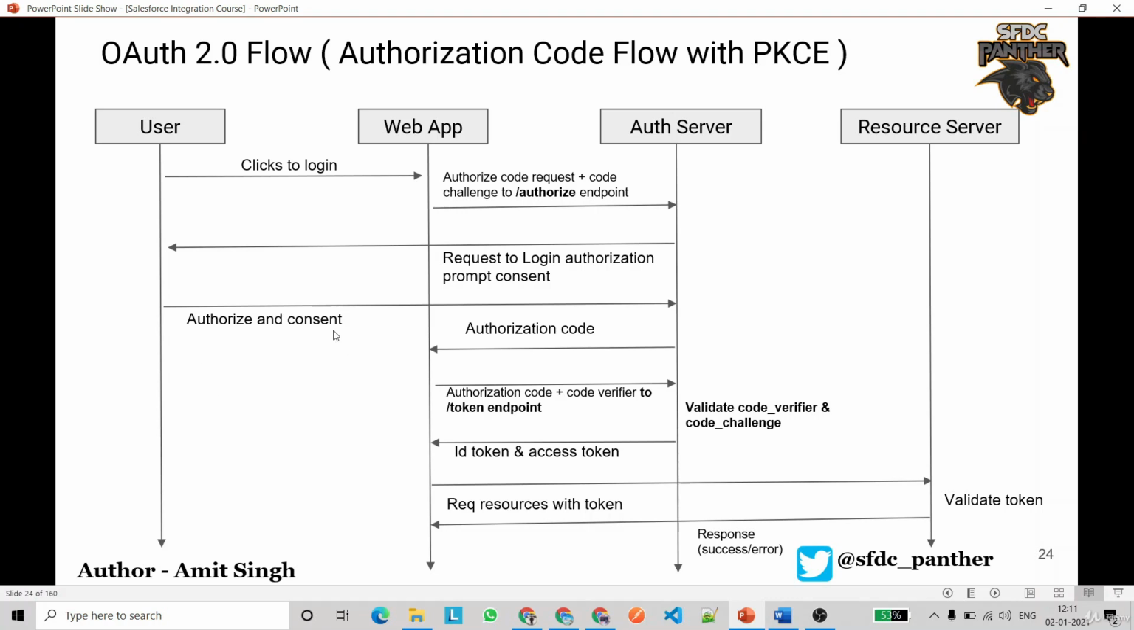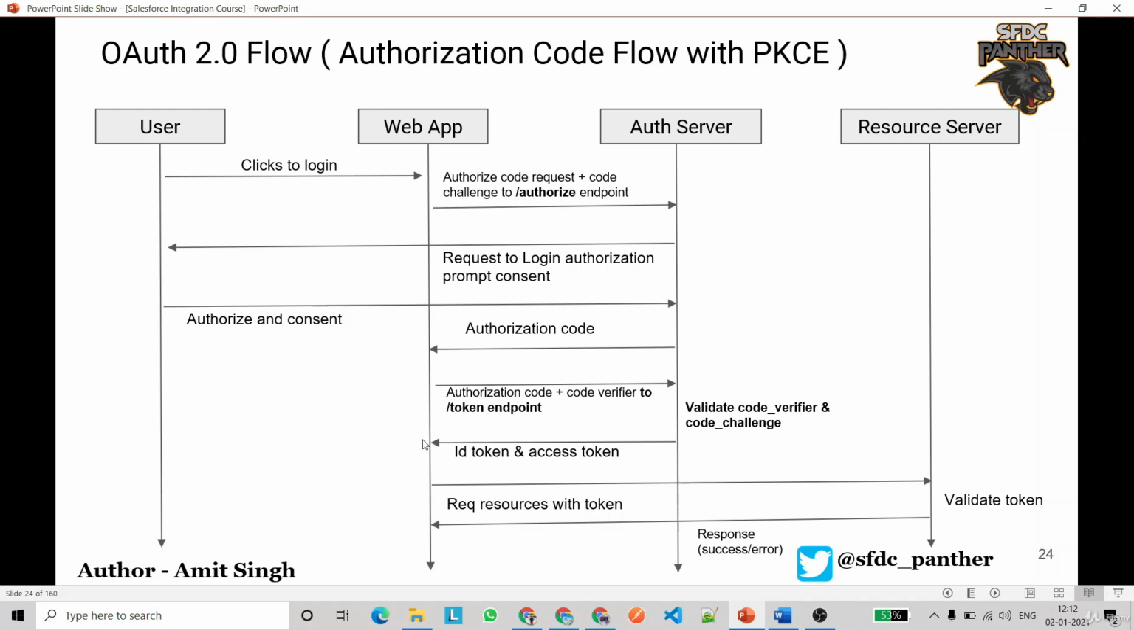If you have provided your consent, the authorization server returns the authorization code to the mobile application, which makes an immediate request for the access token. This request contains the authorization code that we got, along with the code verifier, which is the second parameter that we send to the token endpoint. Now the authorization server validates both the code verifier and the code challenge, and only if the values for both are valid will you get the ID token and access token along with some additional information.